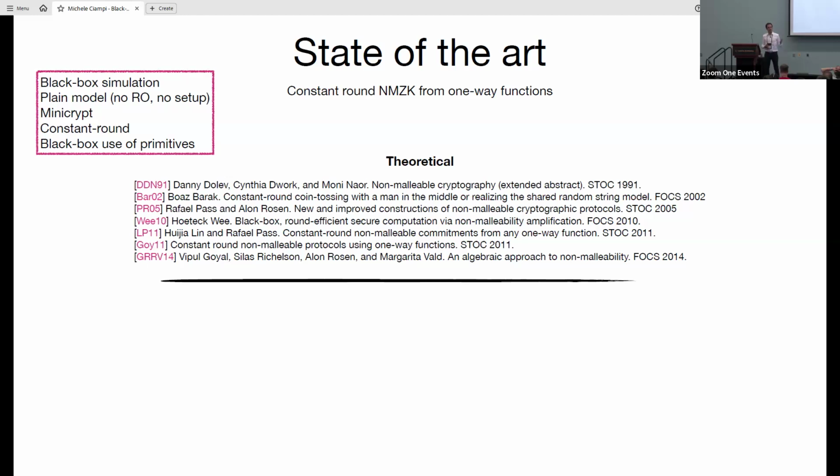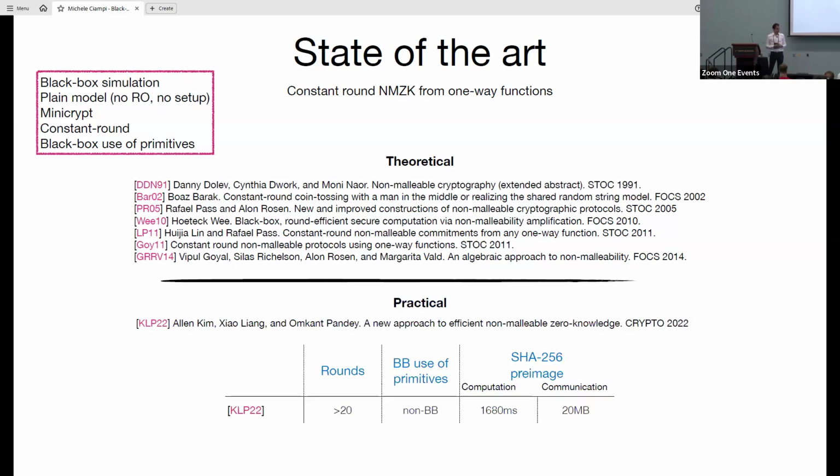We had many works that try to optimize and design protocols that satisfy all these properties, but most of these protocols are efficient but not practical. There was good development toward practical approaches, in particular at Crypto 2022, where Kim et al. proposed a protocol that was practical. Indeed, they showed that this protocol had a small constant round complexity, just 20 rounds more or less, and the prover can issue a proof in slightly more than 1.5 seconds.